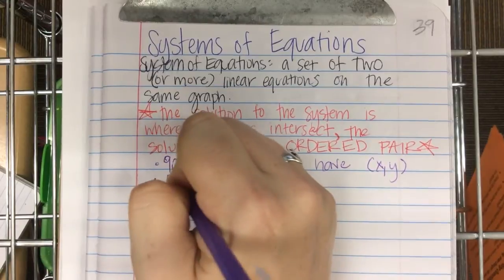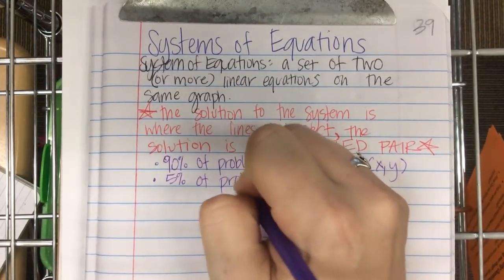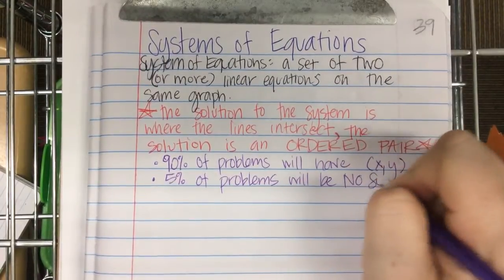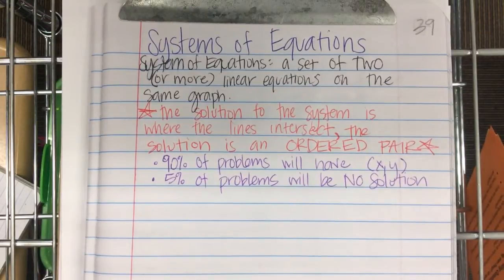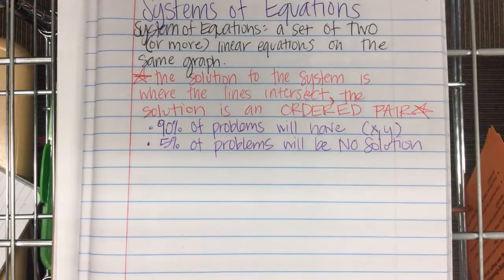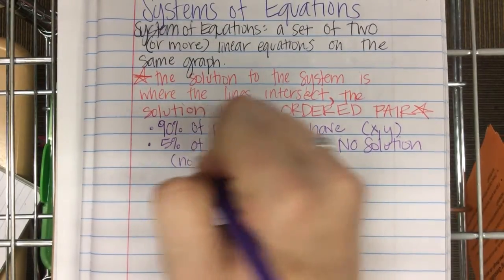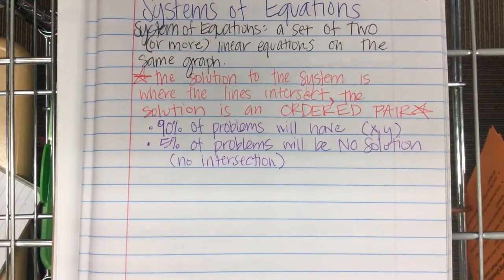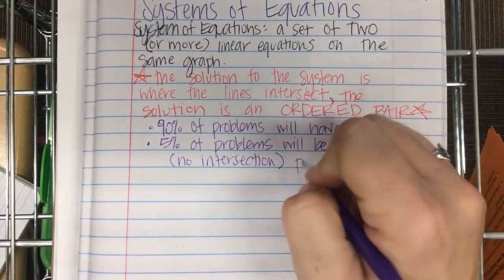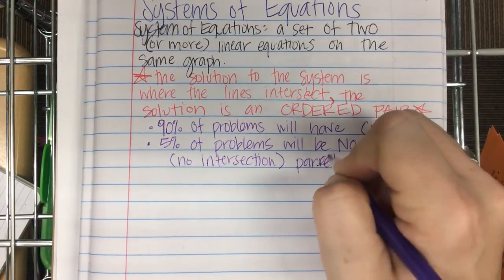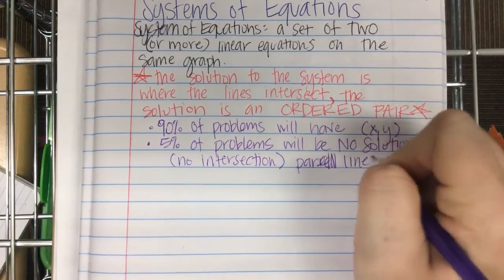No. 5% of problems will be no solution. What do you think a no solution would look like? They don't touch. There's no intersection. Right? They don't touch. They're parallel lines. Spelling was hard today.